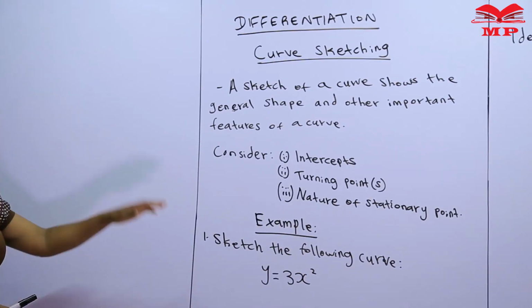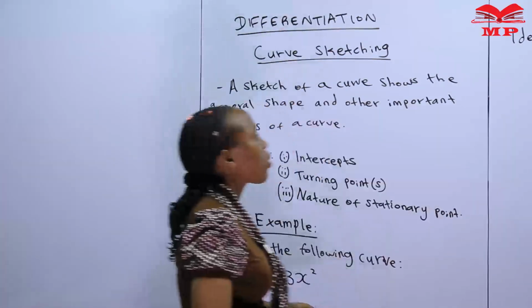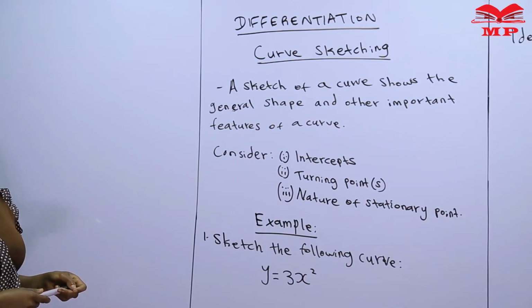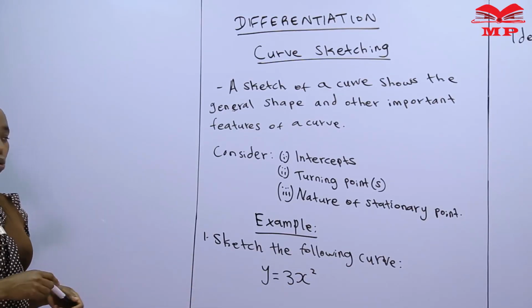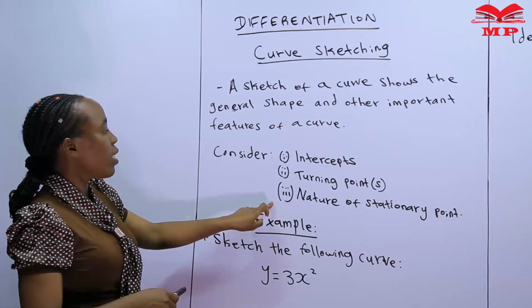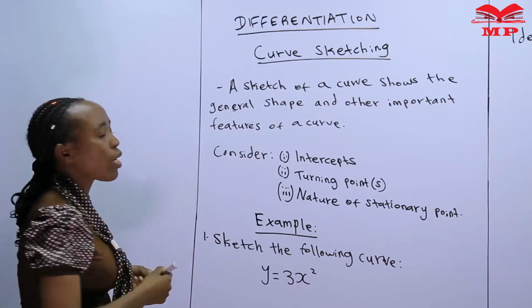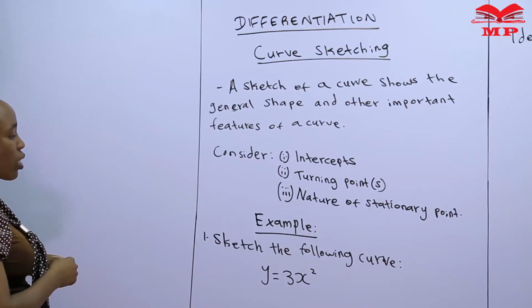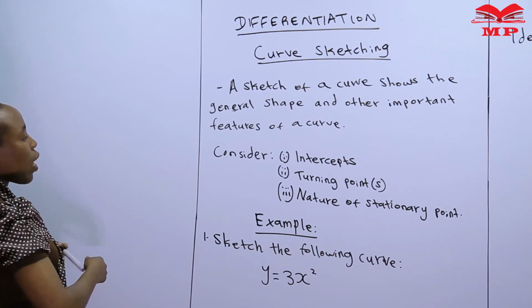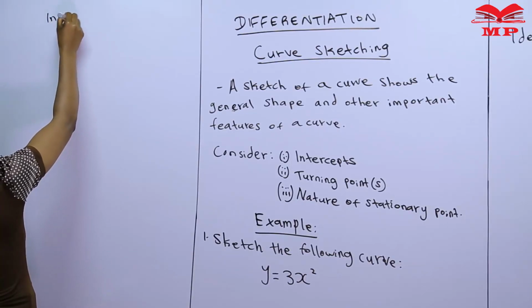Now that we have covered how we can get the stationary point and the nature of the stationary point, it is very easy to sketch the curve. So we are going to follow these three: the intercepts, the turning points, and the nature of the turning point. Then we sketch. So we are told to sketch the curve y is equal to 3x squared. I want us to start with the intercepts.